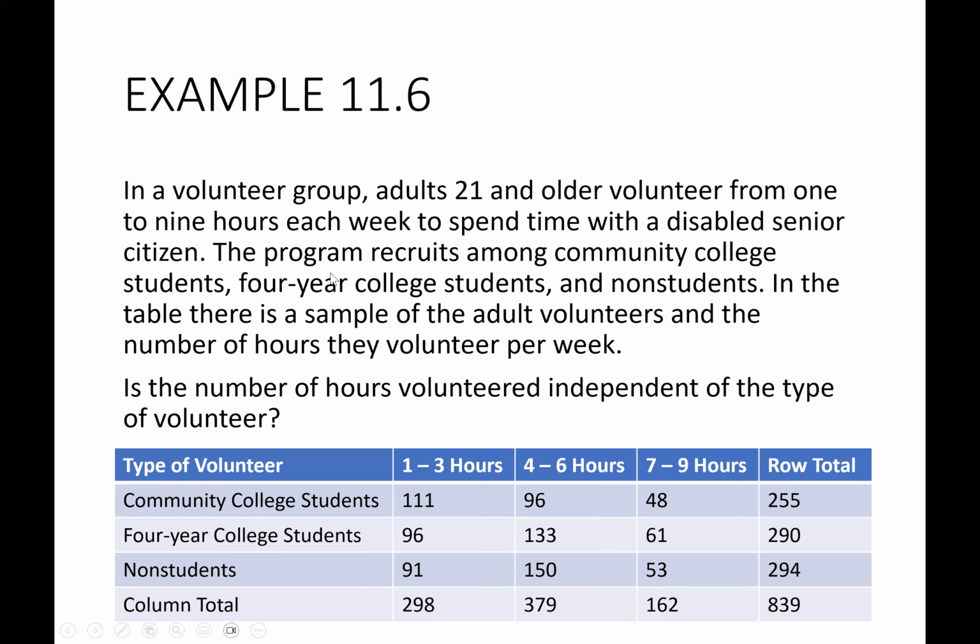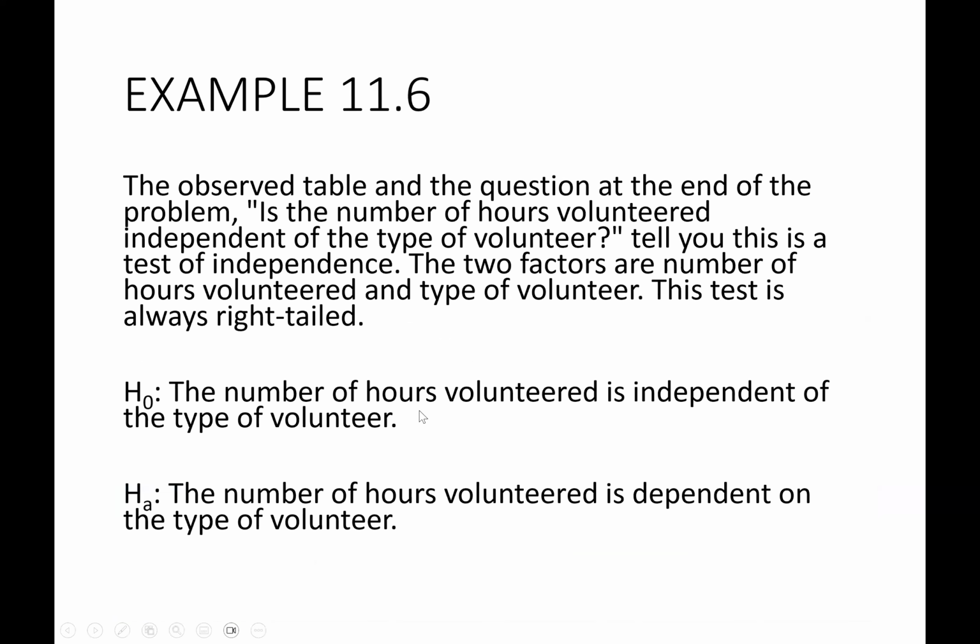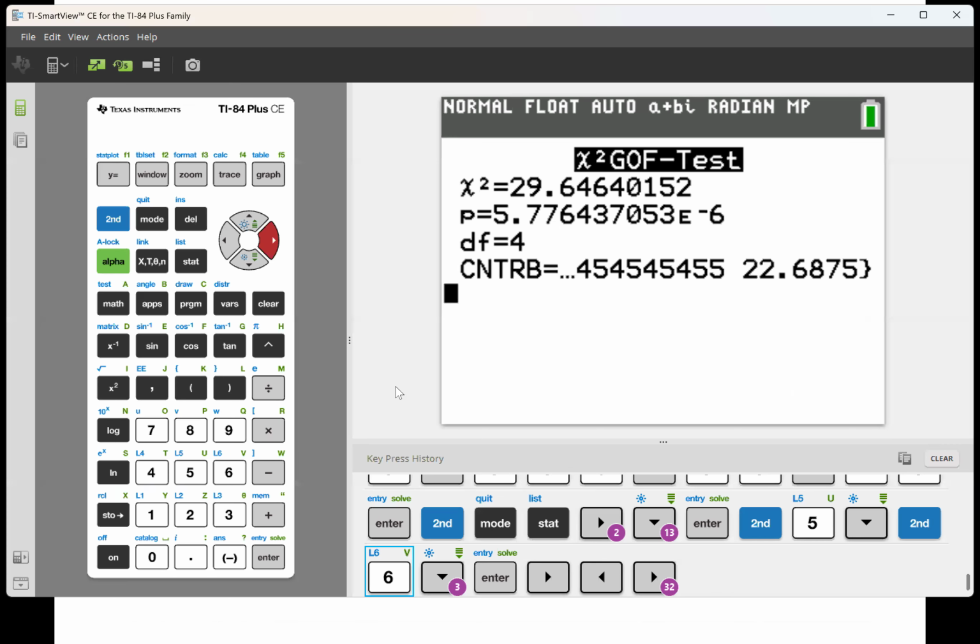Okay, so we need to put two contingency tables in our calculator. We need to put the observed contingency table in our calculator, and then we need to put the expected contingency table in our calculator. And this is the way we're going to do it. We're going to do it in a matrix. So the way that we can get data in rows and columns in our calculator is using matrices.